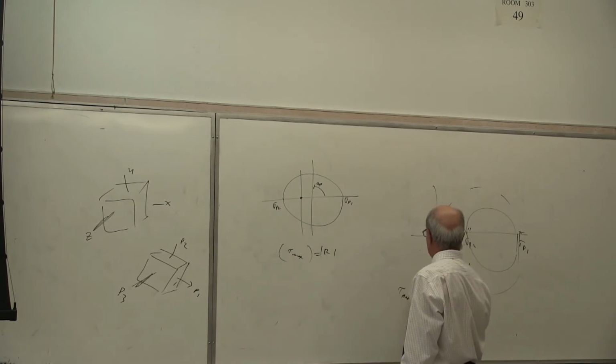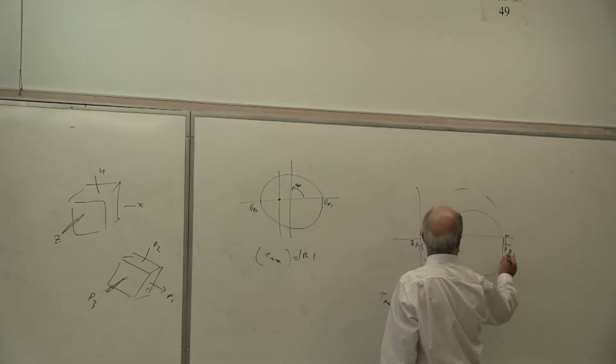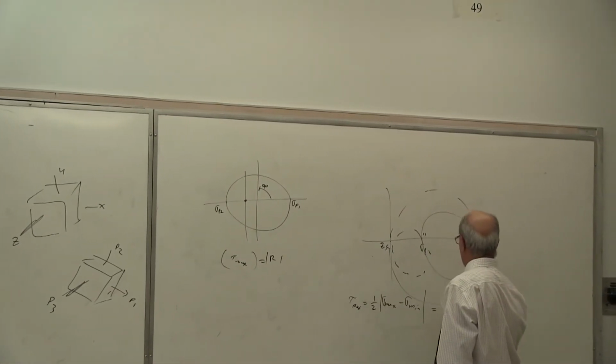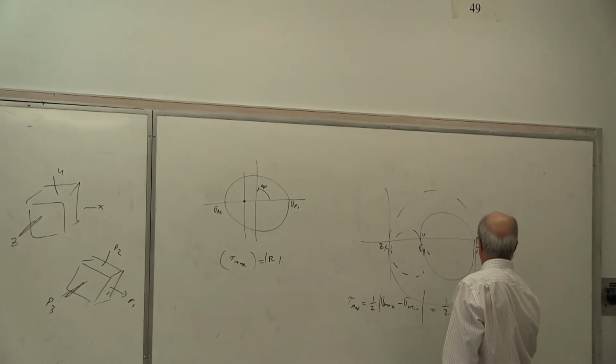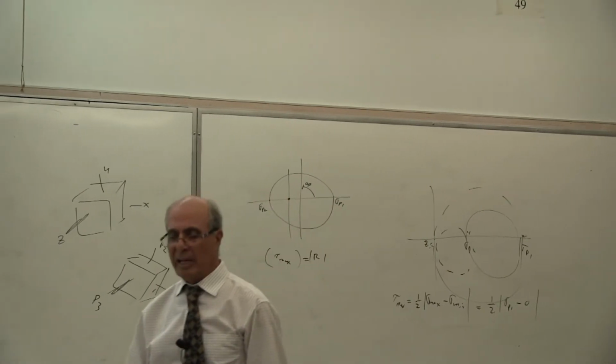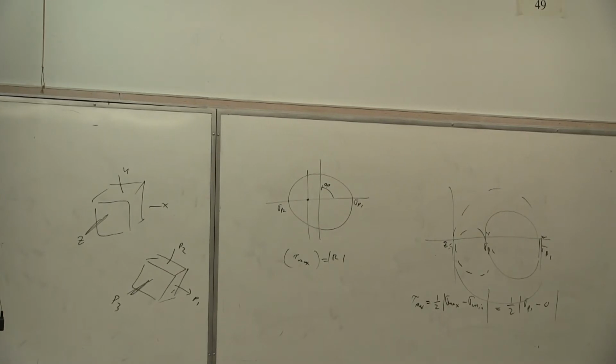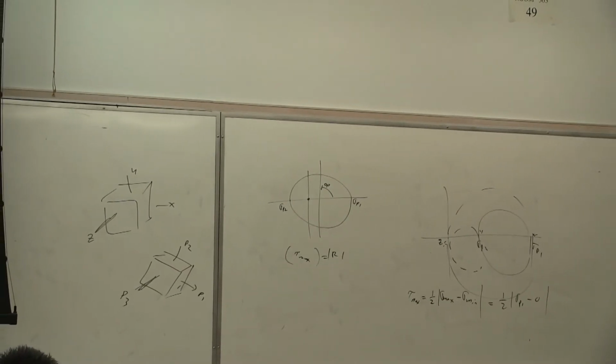Sigma tau max must be equal to 1/2 of sigma max minus sigma minimum. But sigma minimum, this is sigma P1, so it becomes 1/2 of sigma P1 minus 0, because this one is 0. So I said use 1/2 of sigma A. Is that correct or not? Did you get it? And then there is a possibility that both be negative, so you get the other one.